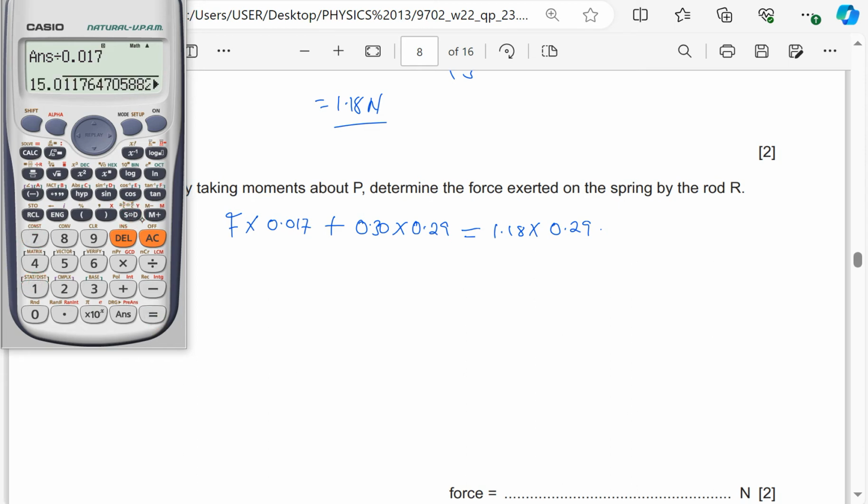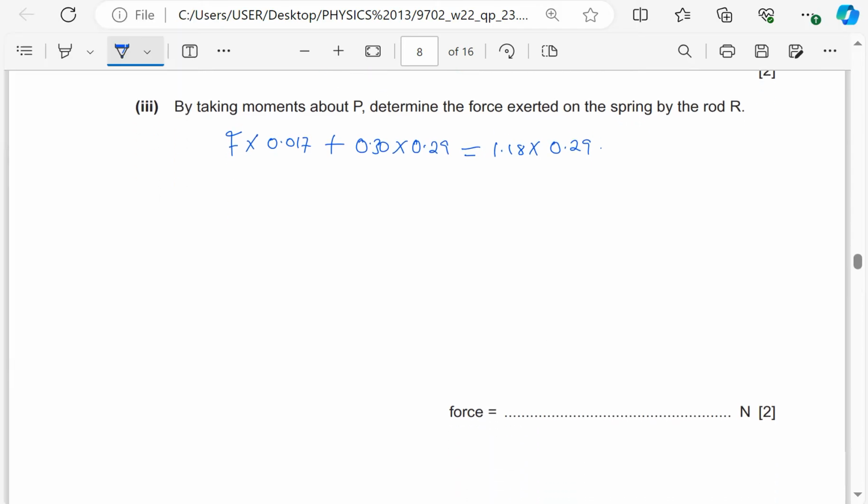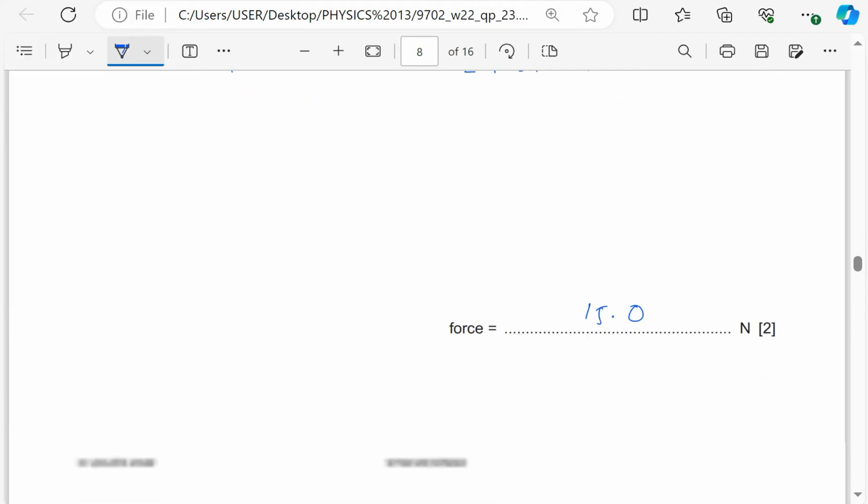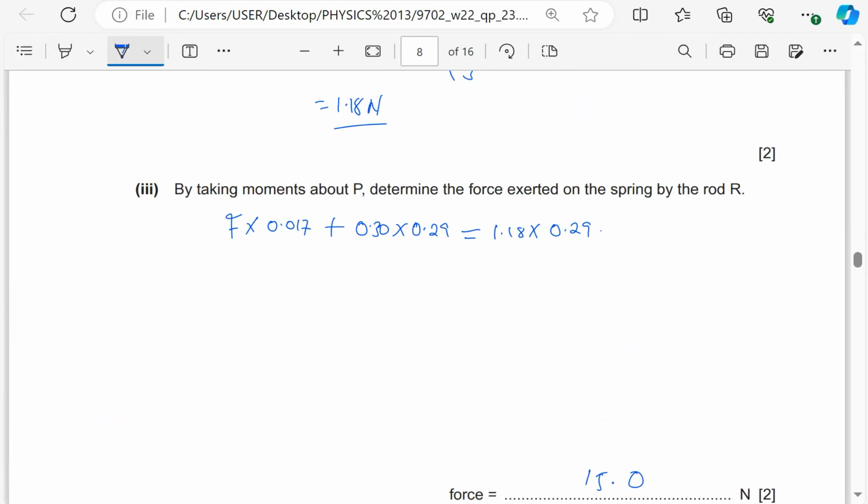So this is giving me 15.0. So this is 15.0 newtons. Okay, so F is 15.0 newtons.